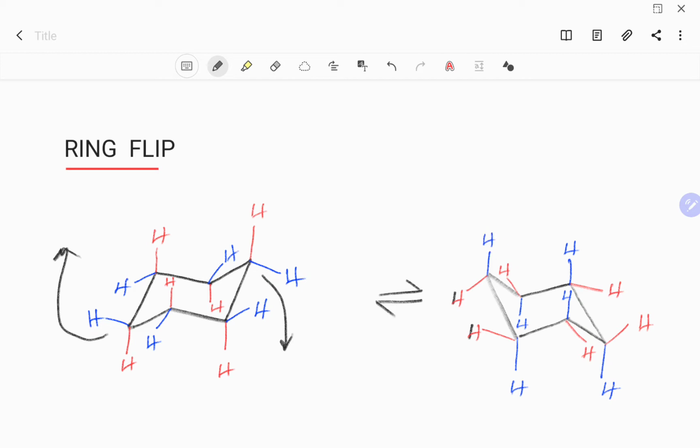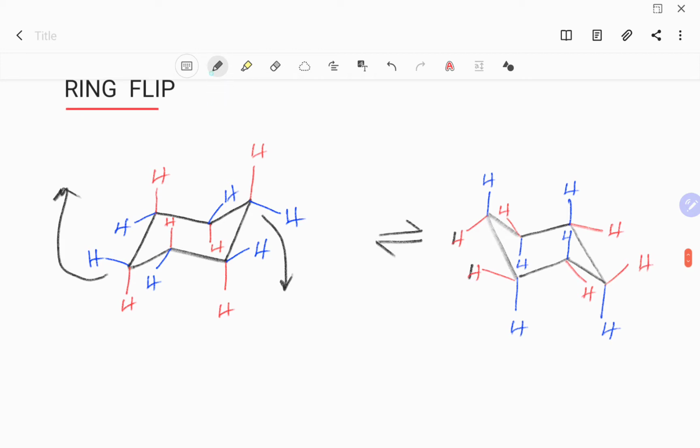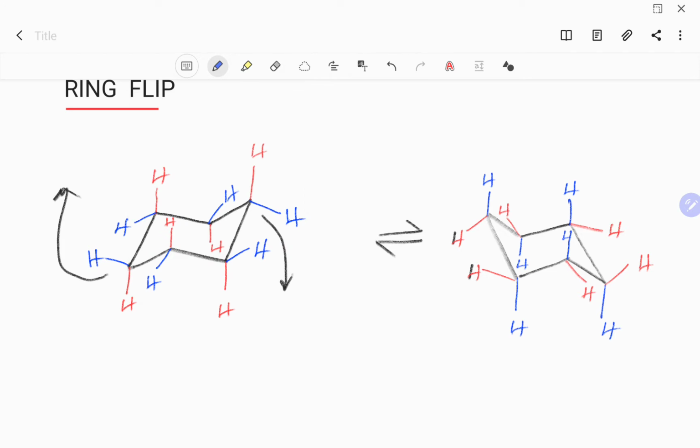In this particular conformation, the blue bonds are equatorial, and once the ring flip happens, they become axial. The red bonds are axial, and after a ring flip, axial becomes equatorial.